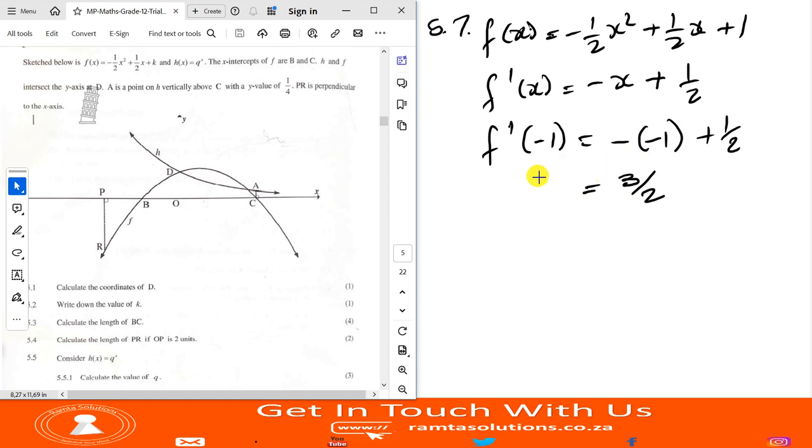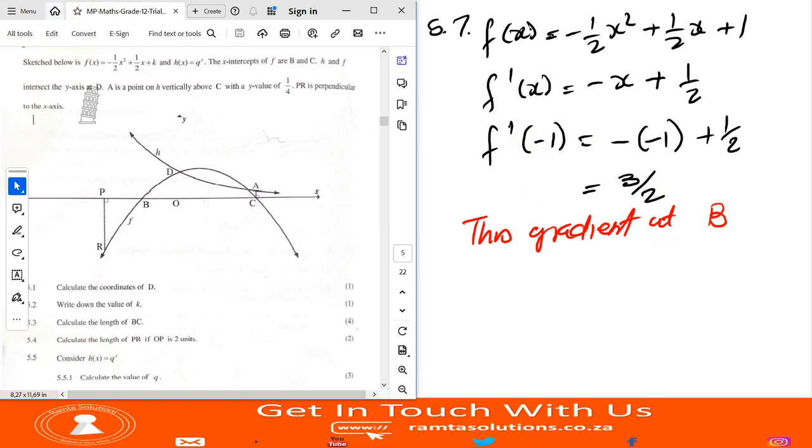So this is gradient at a point. This is gradient at x equals negative 1. Or where is that? At point B. So this is gradient at point B. At point B, this is where x is equal to negative 1.